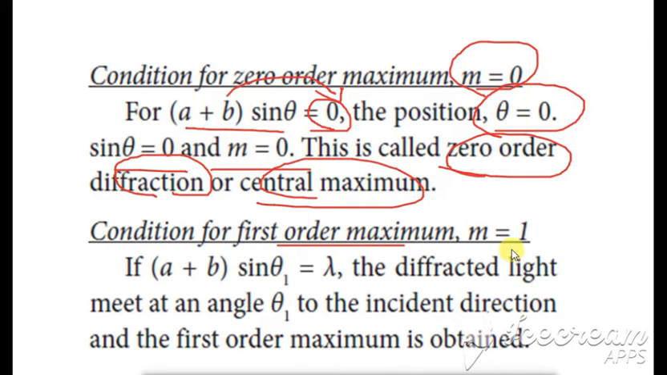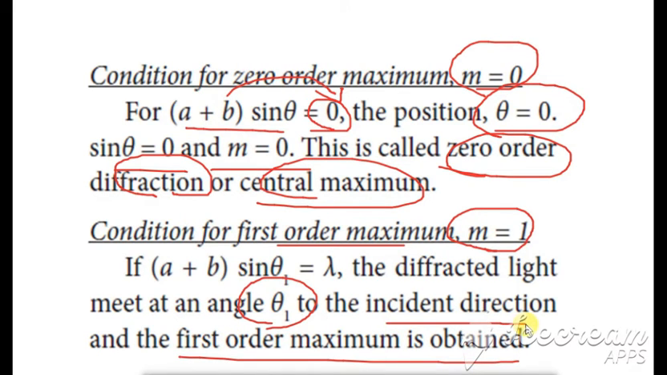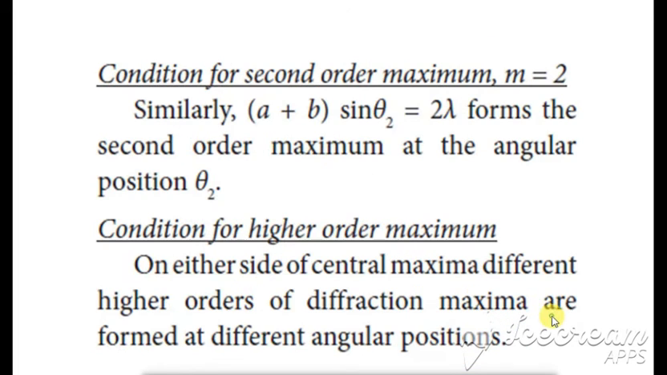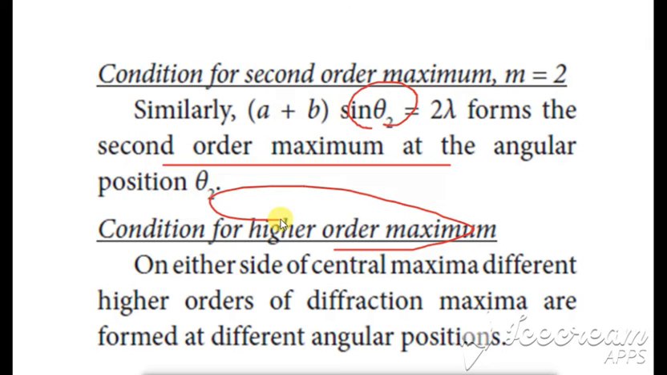Next is first order. For first order, m is equal to 1, so a plus b into sine theta 1 is equal to lambda. Then theta 1 takes the first order maximum. This is about the first order. When you consider the second order, we get m is equal to 2, and so a plus b into sine theta 2 is equal to 2 lambda. Here theta 2 takes the second order, and in the same way for higher order maxima, that is for nth order.